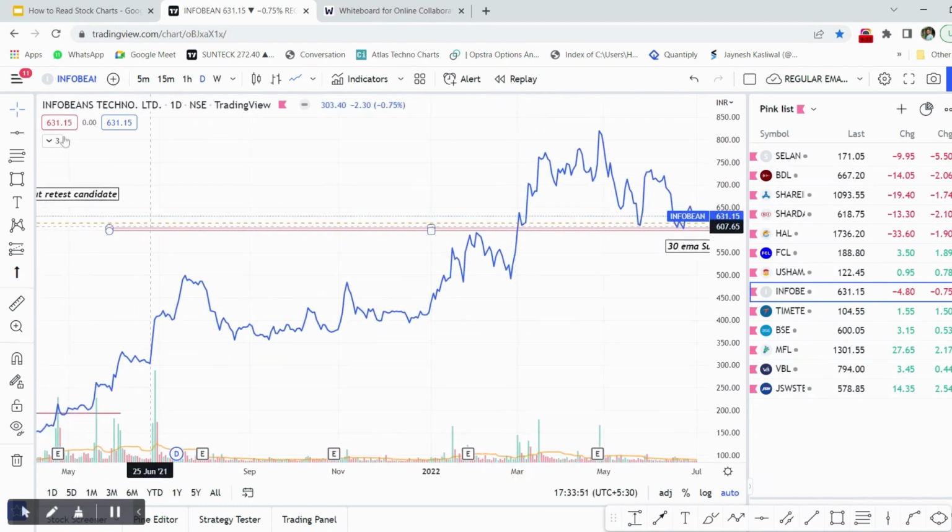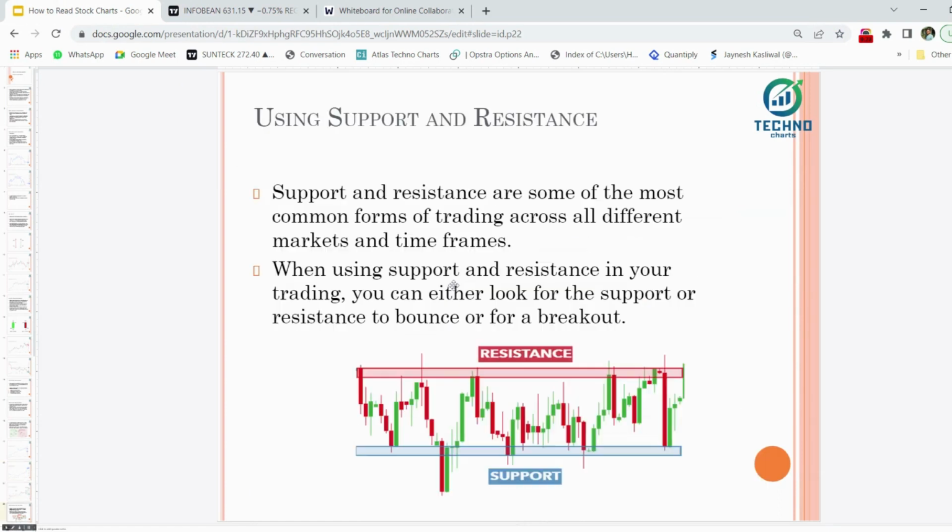So this gives us a low risk, high reward opportunity. The third method that you can use is for the areas of support and resistance, right? Support and resistance are some of the most common methods that you can use in your trading, either looking for support or resistance to bounce, or for a breakout.